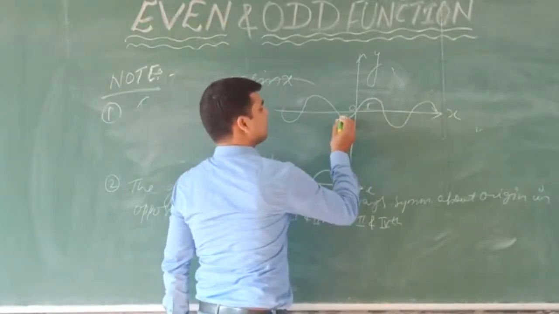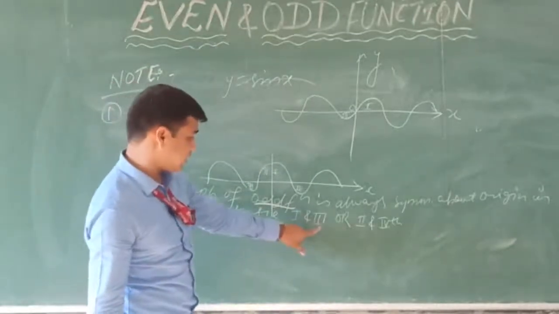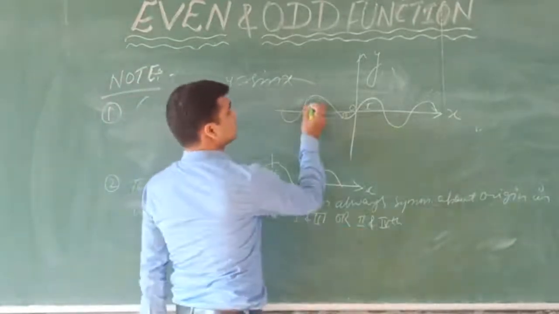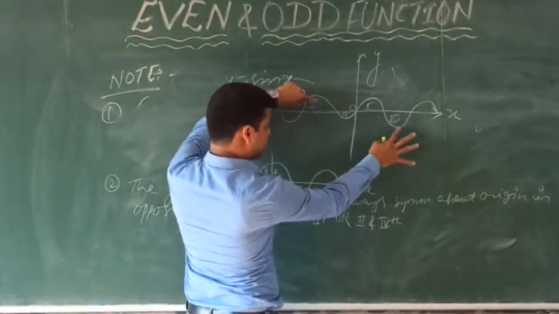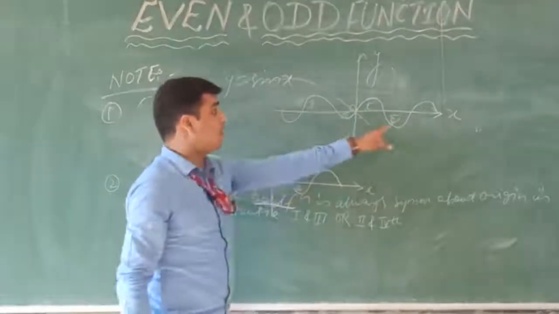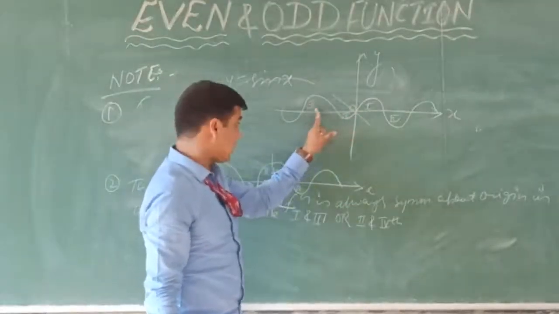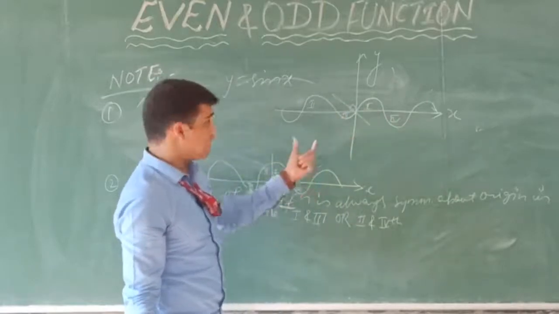This one is the first quadrant, this one is the third. Either in opposite quadrants, either in first and third or second and fourth. This one is the second quadrant, this one is the fourth quadrant. See this one. This graph is symmetric about the origin, in opposite quadrants, second and fourth, first and third. So I hope you are getting this.